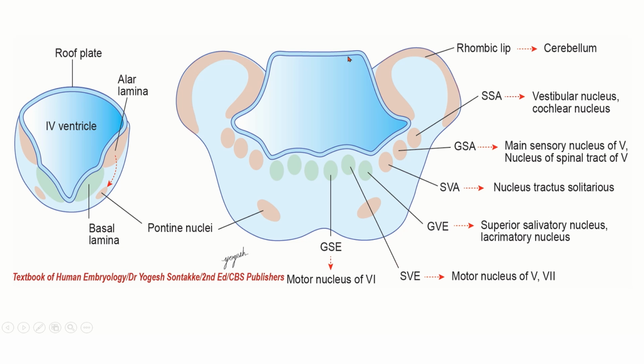You can see here, this is the cerebellum, which is being developed from the rhombic lip, and this is the pontine nuclei in the basilar part of the pons. You can see these are the different columns in the basal lamina and alar lamina. The general somatic efferent column is the motor nucleus of the abducent nerve. The special visceral efferent column is the motor nucleus of the trigeminal and facial nerves. The general visceral efferent column is the superior salivatory nucleus and lacrimal nucleus. Special visceral afferent, nucleus of tractus solitarius. General somatic afferent, main sensory nucleus of the trigeminal and nucleus of the spinal tract of the trigeminal nerve. And special somatic afferent, vestibular and cochlear nuclei.